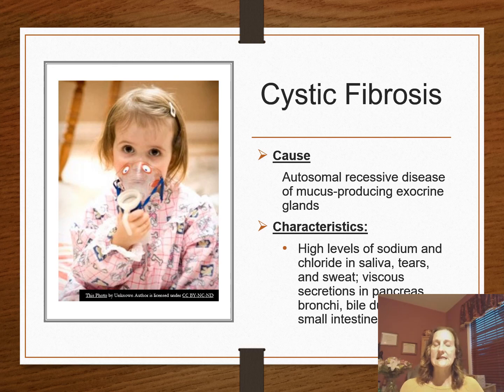Lastly, I want to review CF, cystic fibrosis, know the causes and characteristics. Cystic fibrosis is a recessive trait of the exocrine glands, and there's a lot of mucus production. Characteristics include hypernatremia. We also see high levels of sodium and chloride in the saliva, in the tears, in the sweat. Over-secretions in the pancreas, in the bile ducts in the liver, and also in the small intestine.